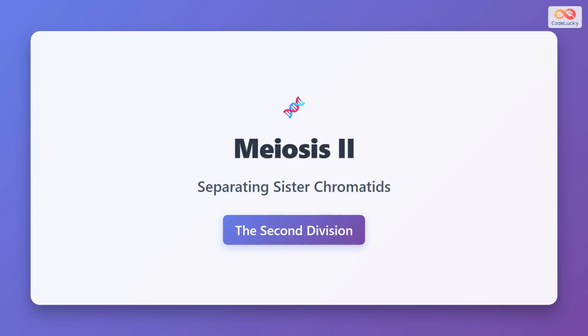Welcome to this lesson on Meiosis II. Meiosis II is the second division in meiosis, where sister chromatids are separated to create genetically unique cells. This process is essential for sexual reproduction and shares many similarities with mitosis, though it produces haploid cells instead of diploid ones.